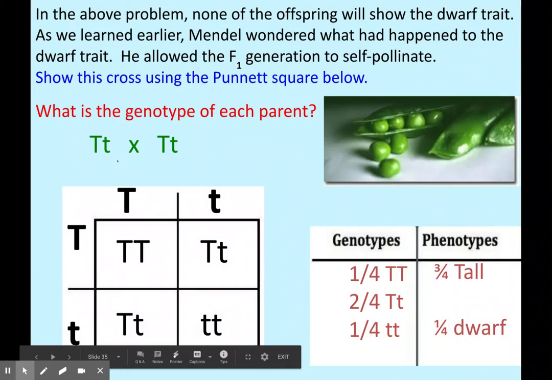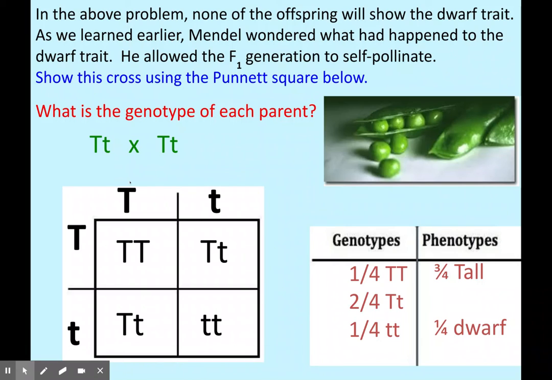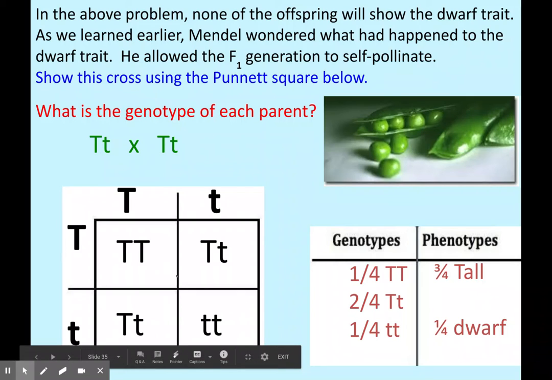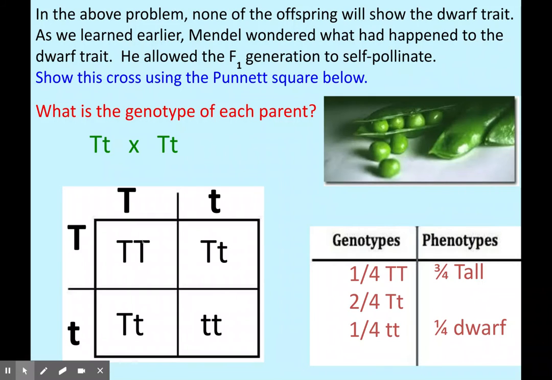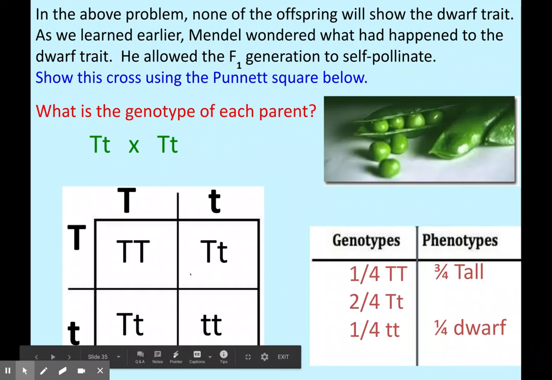When he then crossed the F1s, the big T, little t's, he could then get one out of the four to be the dwarf plant, and that's what he saw. So we've got one is big T big T, two of the four are big T little t, and the fourth is little t little t, which would mean 3/4 are tall, 1/4 are dwarf.